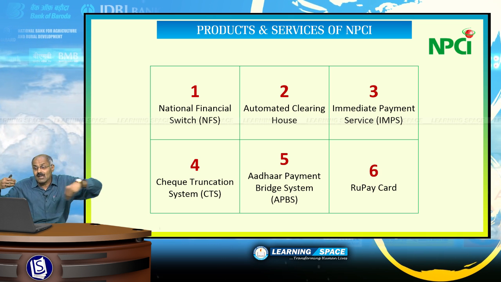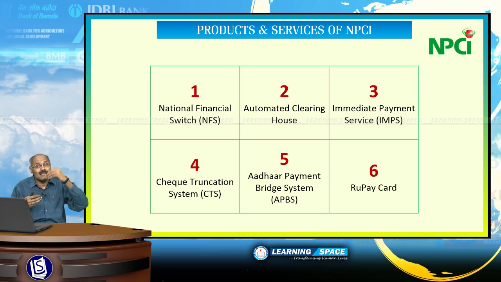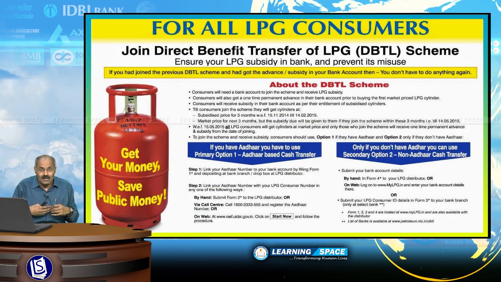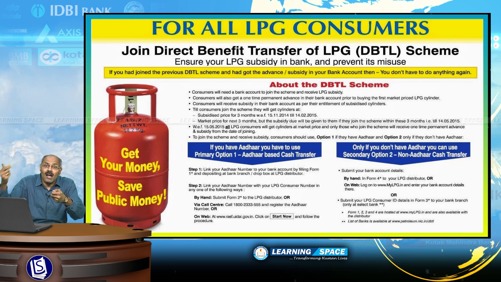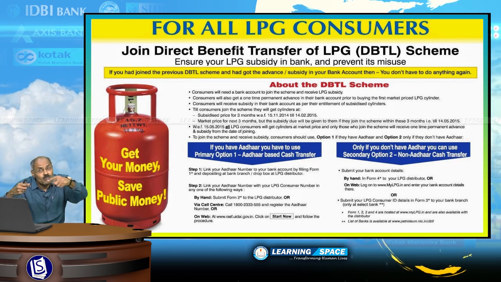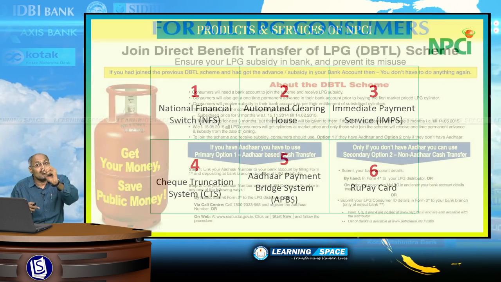The fifth one is the Aadhaar Payment Bridge System or APBS. That means Aadhaar linked payments. Gas subsidy. By linking your Aadhaar number, you are getting the gas subsidy into your bank account. That is also made possible by NPCI. The last one is the RuPay card.